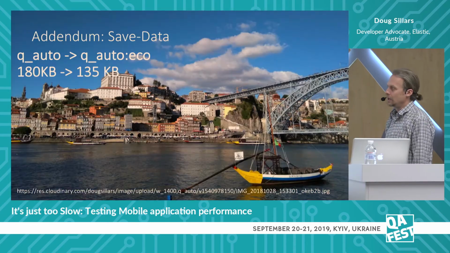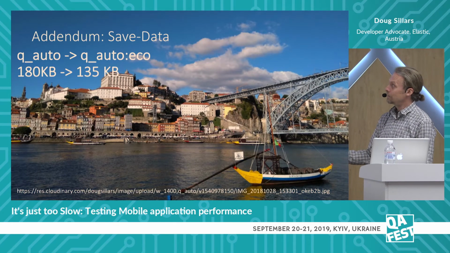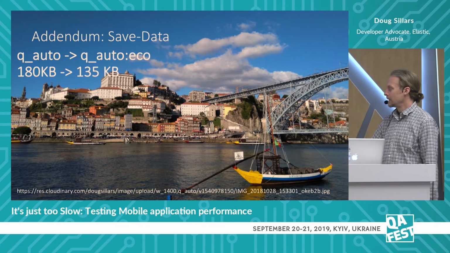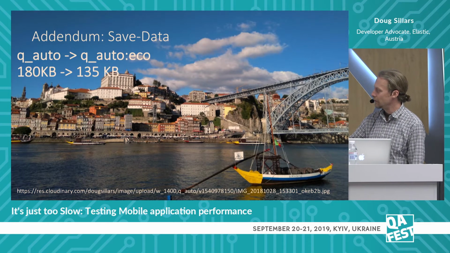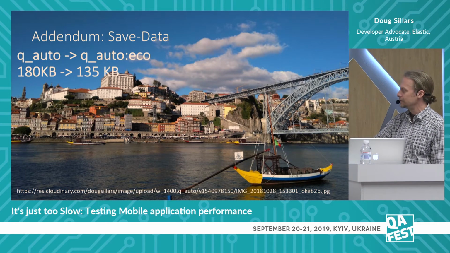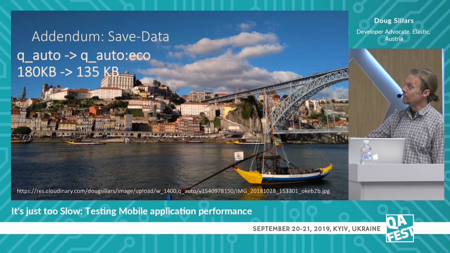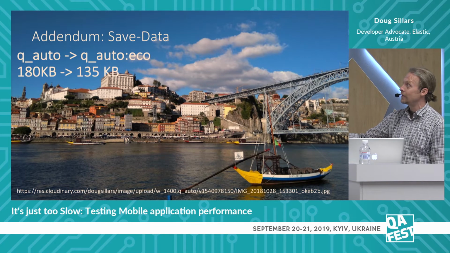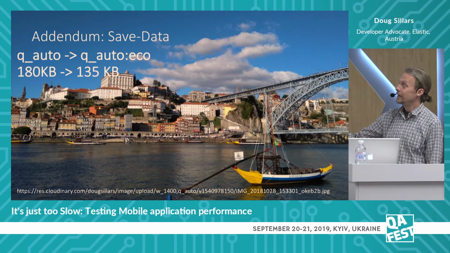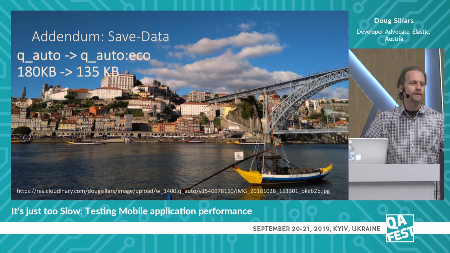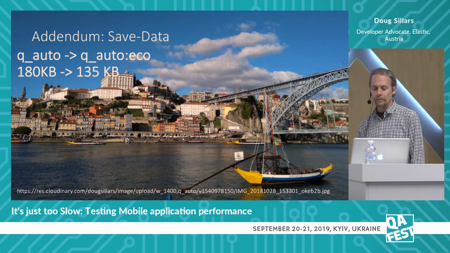Tools like Cloudinary, which is a cloud-based image optimization tool, so you can do all of the optimizations I was talking about with images. If you set it to automatically scale the quality, the image is 180 kilobytes. If it sees this header, it changes it to a bit more aggressive and saves another 45 kilobytes, just making that image a little bit smaller.